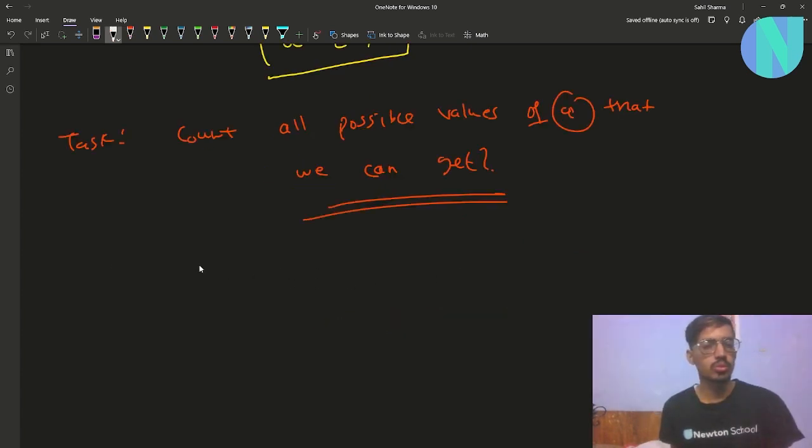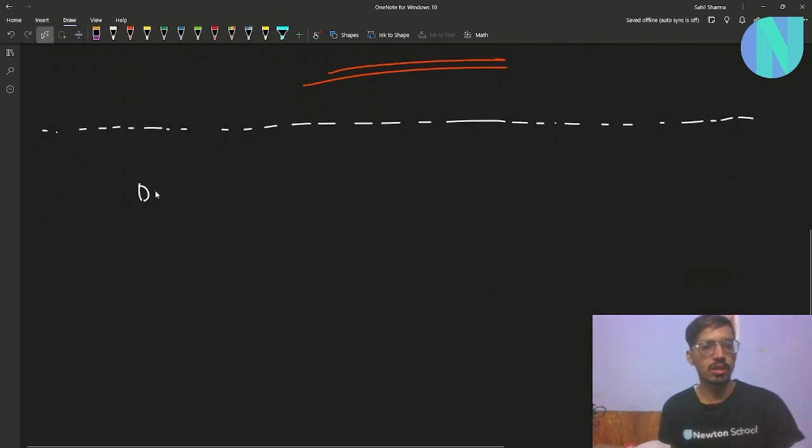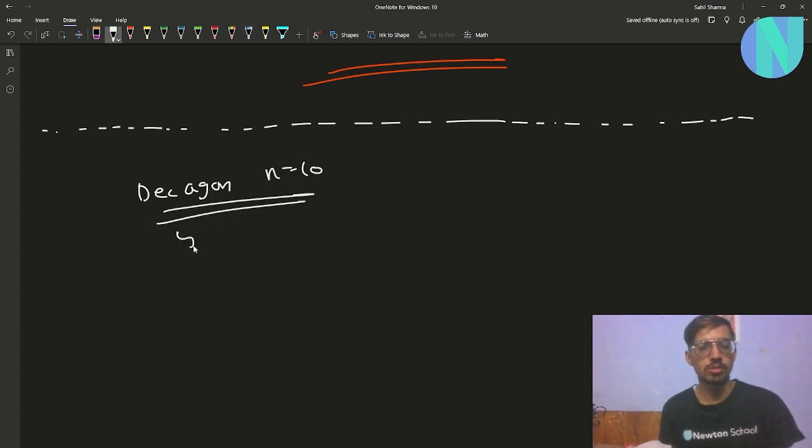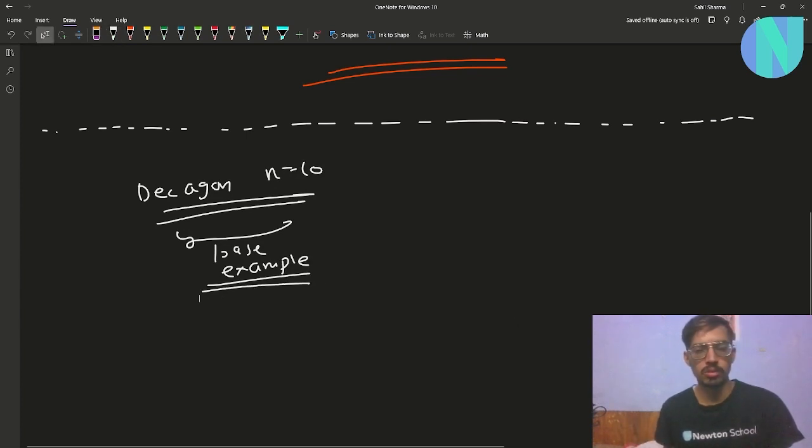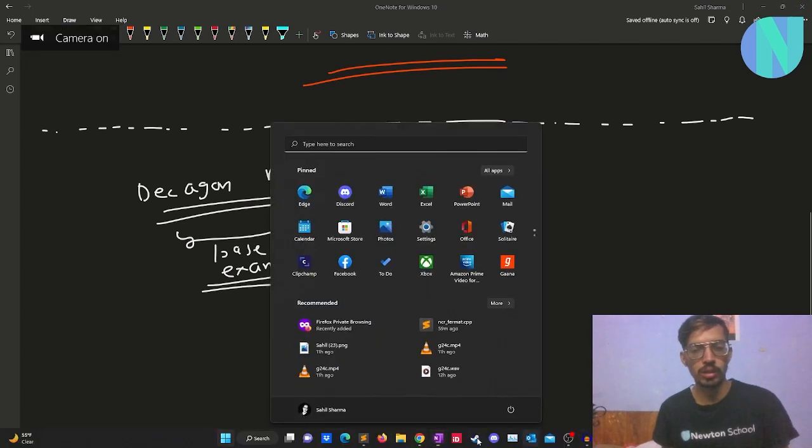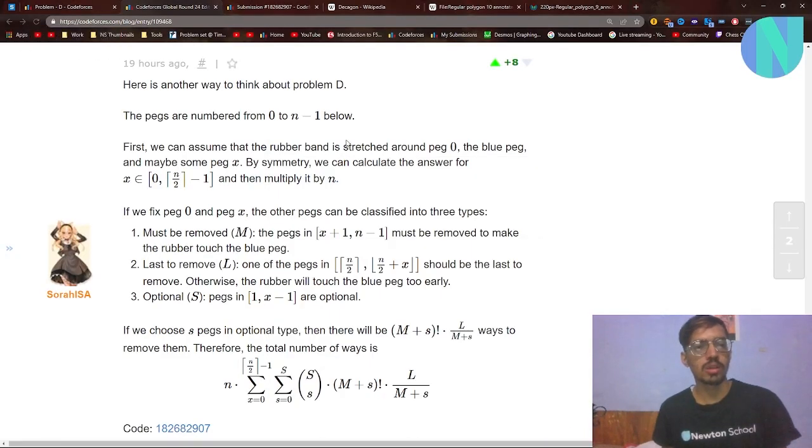So let's move on to the solution. And as the problem is based on polygons and geometry, it is really important to visualize the solution. So I will be using a decagon, or basically a polygon with 10 sides, to explain my solution. This will be my base example. And the solution that I am going to explain is based on a Codeforces comment. So if you want to pause and read the comment, you can do that as well. So here is the comment, and my video is based on this comment, right? So you can pause the video and read this, and let's go back to the drawing board.